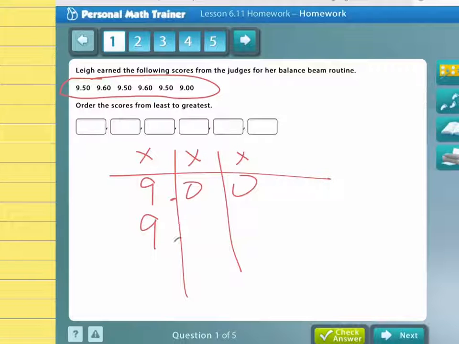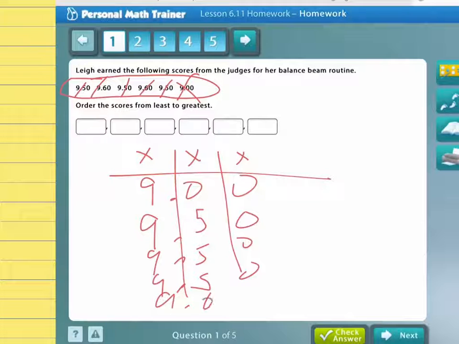9.5 looks like next, so I'm going to cross that out. 9.50, and you've got 1, 2, 3 of those. It doesn't matter what order you put those in, 9.50. And the final ones are two 9.6s, so 9.6 and 9.60. Two of those. And that's how you put them in order.